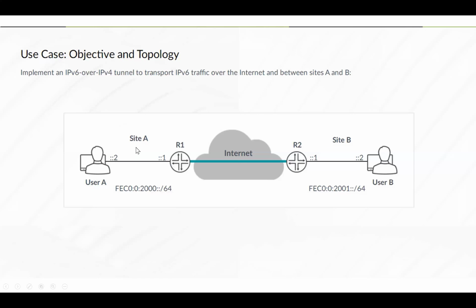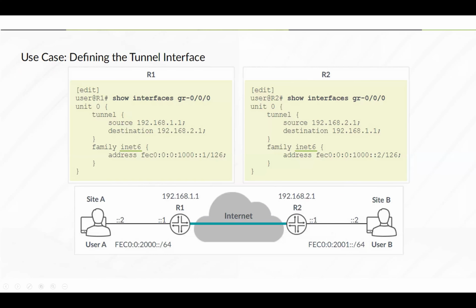See here, site A, this is an IPv6 address. Site B, this is an IPv6 address. But in the internet, there is IPv4. See here, the tunnel interface, 0/0/0 unit 0 tunnel. This is the tunnel interface.